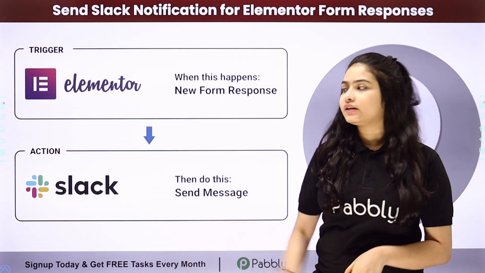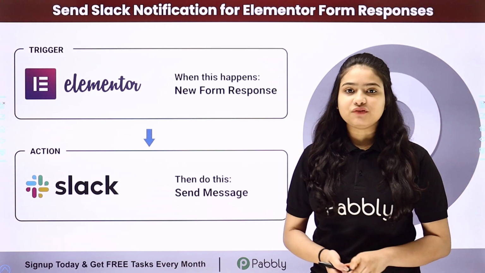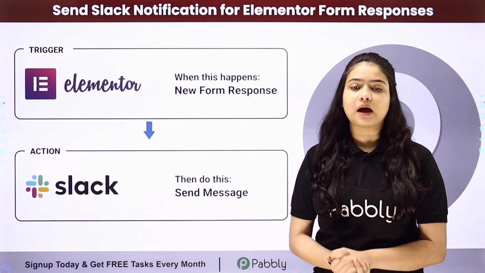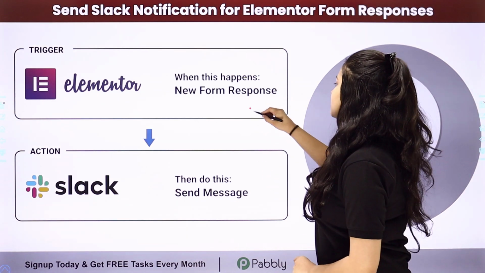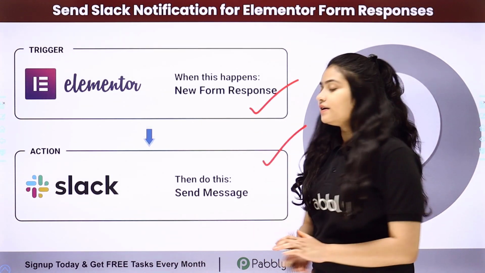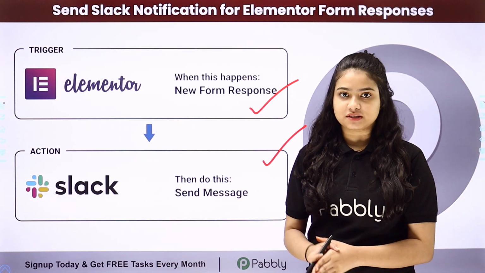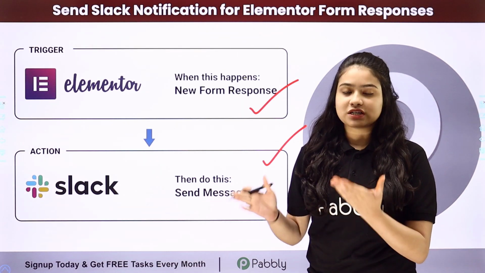For this, we will have to integrate both these applications, and that we are going to do without any coding or programming skills with the help of an amazing automation software, Pabbly Connect. Now here we have Elementor in our trigger and Slack in our action. So we are going to connect both of them by using Pabbly Connect in order to automate this entire process. If you want to learn, I am going to take you to my screen.